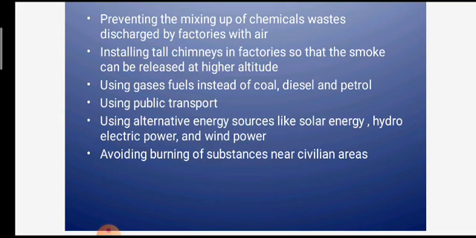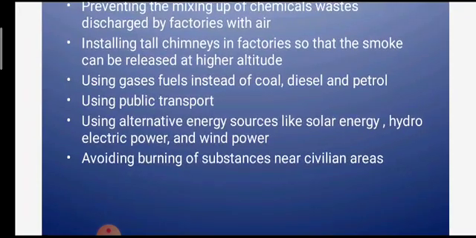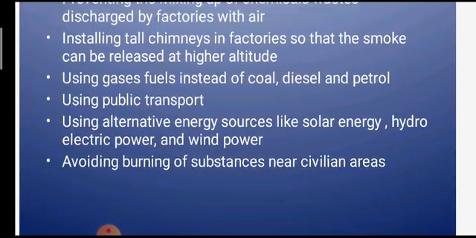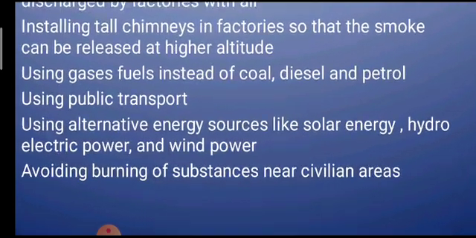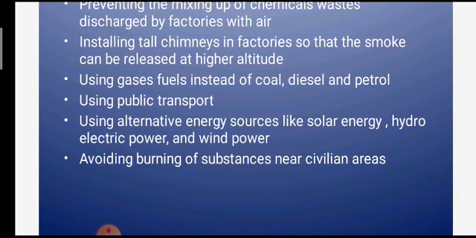Using alternative energy sources like solar energy does not release any carbon dioxide or any chemicals. So the alternative fuels are solar energy, hydroelectric power and wind power. You can use these alternative sources of energy to prevent air pollution.